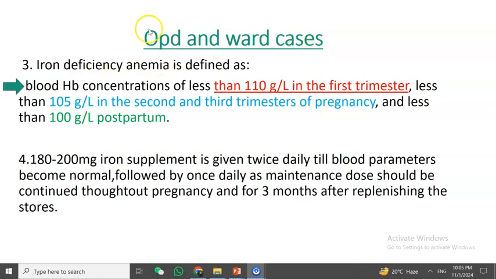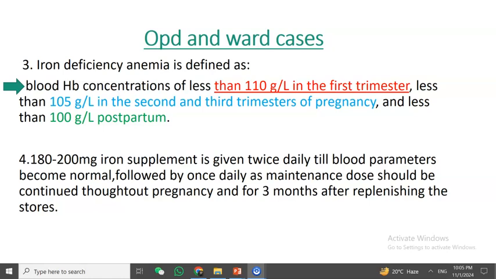So the next will be the iron deficiency anemia definition. So what are the cut points? It depends, but most likely if the pregnant lady has hemoglobin concentration of less than 110 gram per liter, 11 milligram, in the first trimester, or less than 105 in the second and third trimester of pregnancy, and less than 100 gram postpartum. So it shows the patient has iron deficiency anemia.